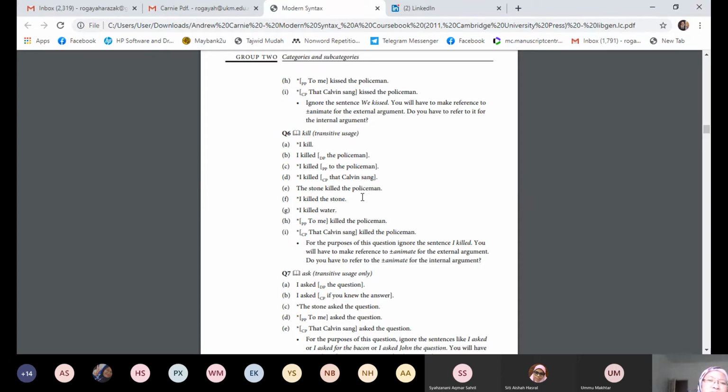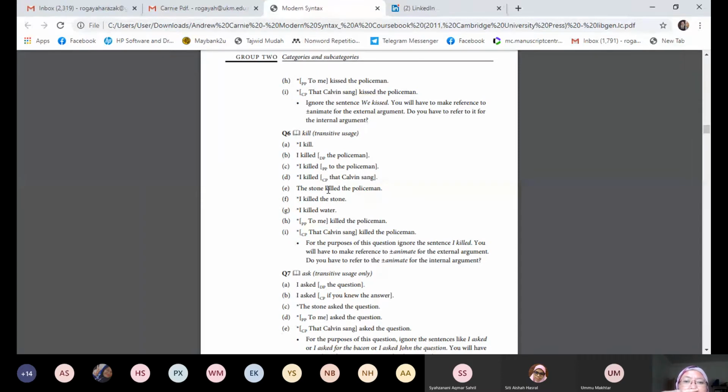This is interesting because it is contrary to what I told you just now. Because now apparently the inanimate object is in the subject position. But the sentence is okay. The stone killed the policeman. But it has a different meaning lah. Maknanya someone picked up the stone and threw the stone at the policeman.